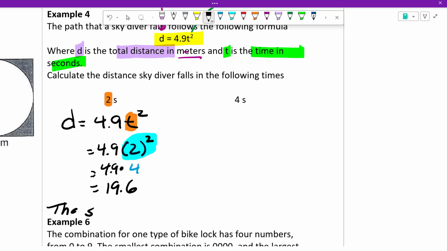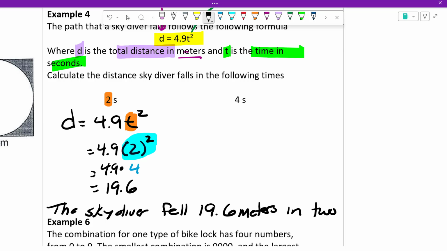the skydiver fell 19.6. Include the units. Is that centimeters? Is that feet? Is it inches? What did it say in the question? What is distance measured in? Meters. So use the word meters. In 2 seconds.